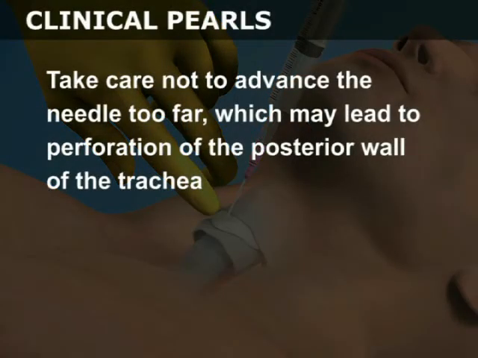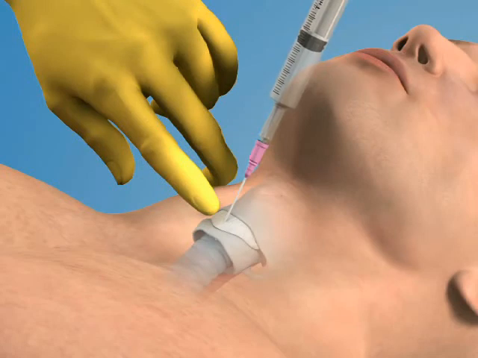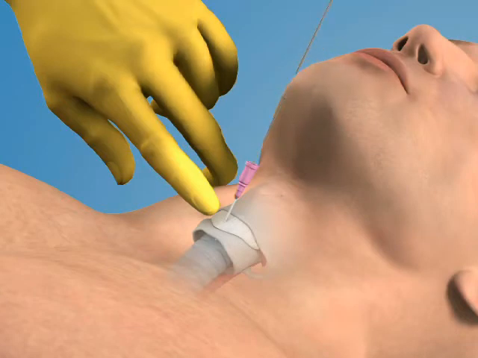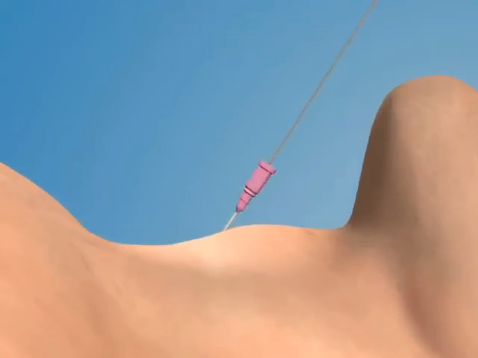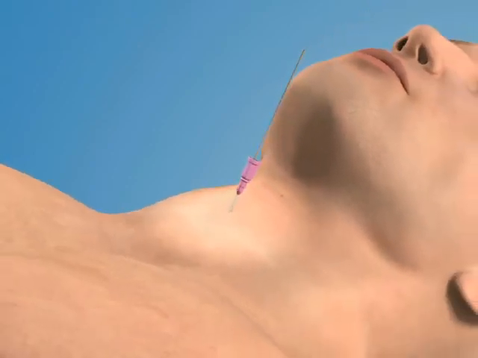Take care not to advance the needle too far, which may lead to perforation of the posterior wall of the trachea. Once proper needle position has been confirmed, advance the catheter over the needle and into the trachea. Next, thread the guide wire through the catheter and into the trachea. While maintaining firm control of the guide wire, gently remove the catheter.